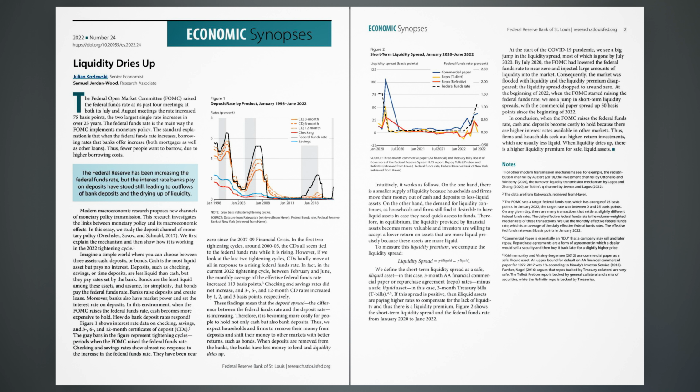5. Krishnamurthy and Vissing-Jorgensen, 2012, use commercial paper as a safe illiquid asset. An upper bound for default on AA financial commercial paper for 1972 to 2017 was 1% according to Moody's Investors Service, 2018. Further, Nagel, 2016, argues that repos backed by Treasury collateral are very safe. The Tullett Prebon repo is backed by general collateral and a mix of securities, while the Refinitiv repo is backed by Treasuries.